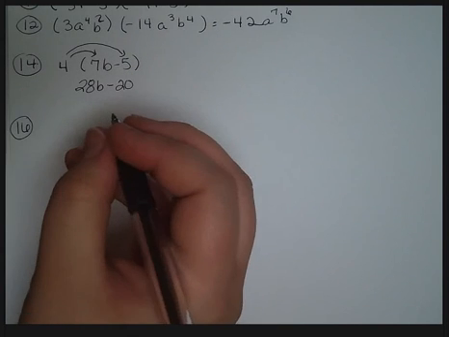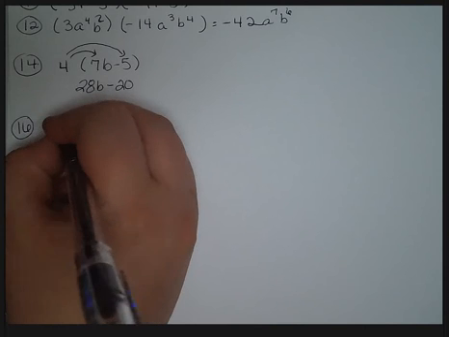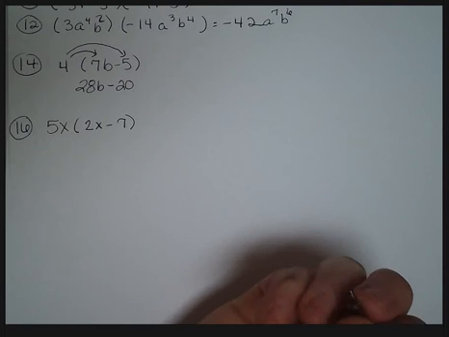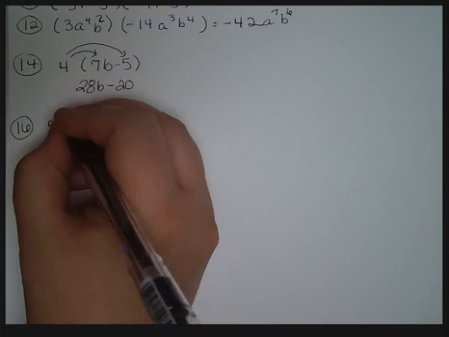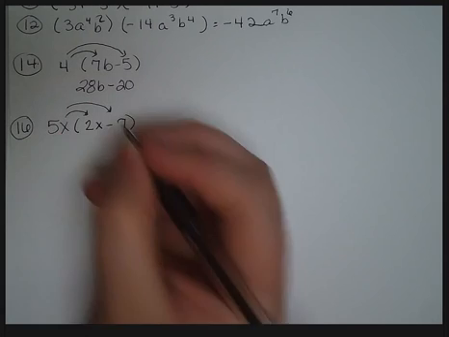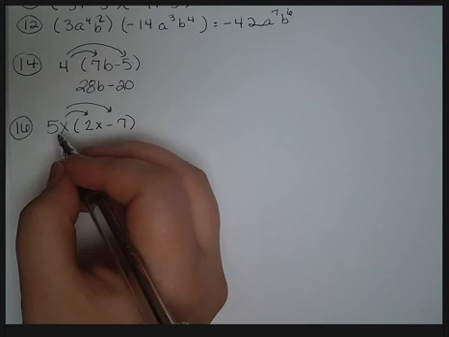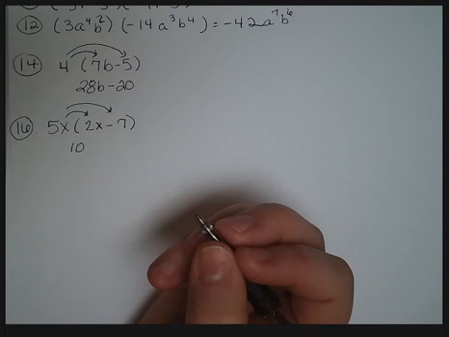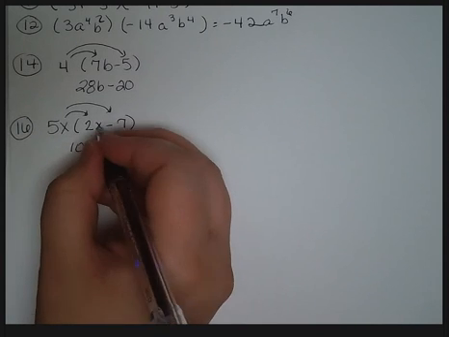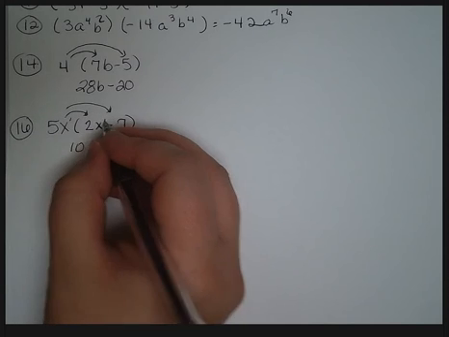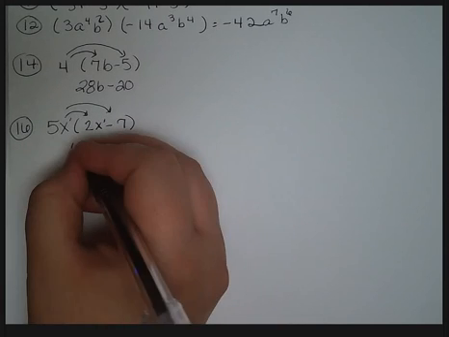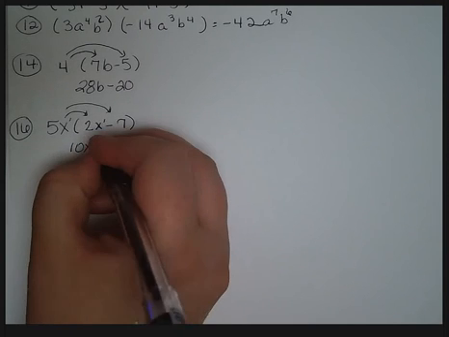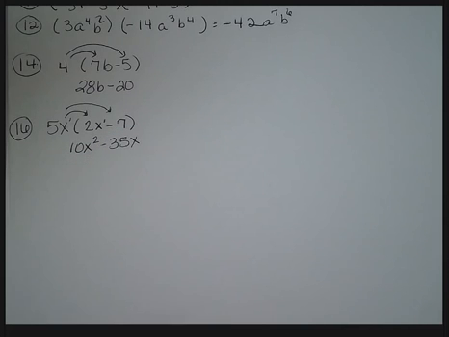Number 16, I've got 5x times 2x minus 7. So again, we're going to distribute that 5x and multiply it by each of those terms. So 5x times 2x. Well, 5 times 2 is going to give us a 10. And then x times x, remember you're going to add those exponents. So that gives you an x squared. And then 5x times negative 7 is negative 35x.